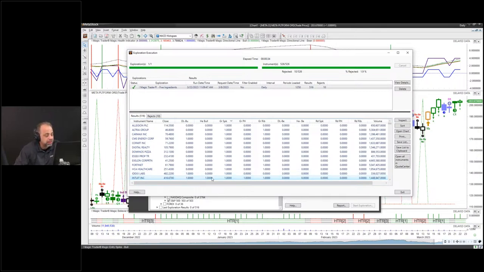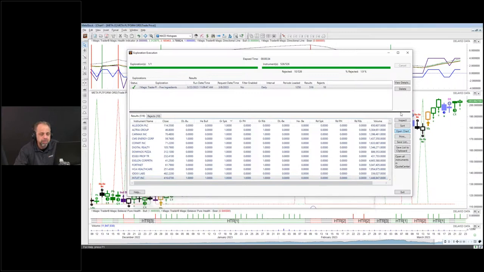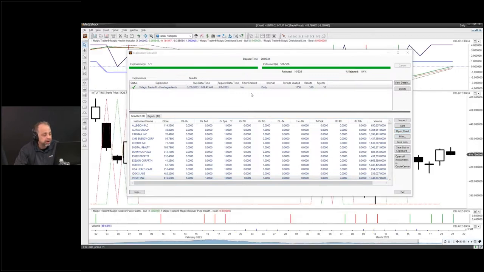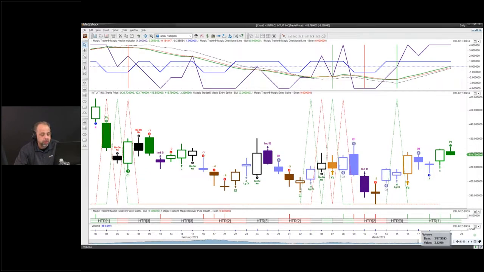You've got the direction lines as bullish. You've got the bullish health indicator here. You've got a green spike. Everything's matching up for Intuit. So we can open that up right here from the chart, and it should open up with the same template that we're looking at. And we can see where everything lines up. And yeah, this is making a very, very good bullish argument.